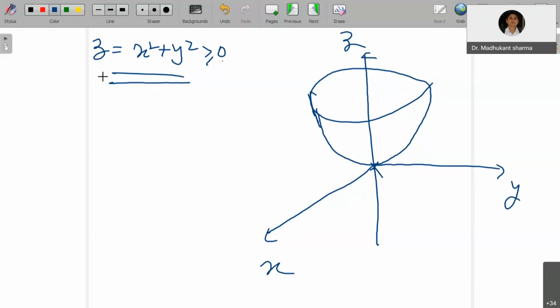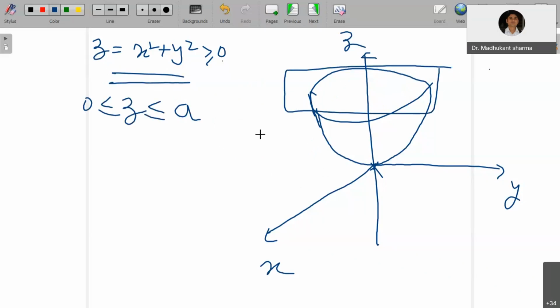Unless you mention that you are cutting with the plane somewhere, with z equals a, or you have 0 less than or equal to z less than or equal to, let's take a. If I do not mention this, it means this is a very large ball. Now we are interested in finding its extreme values.